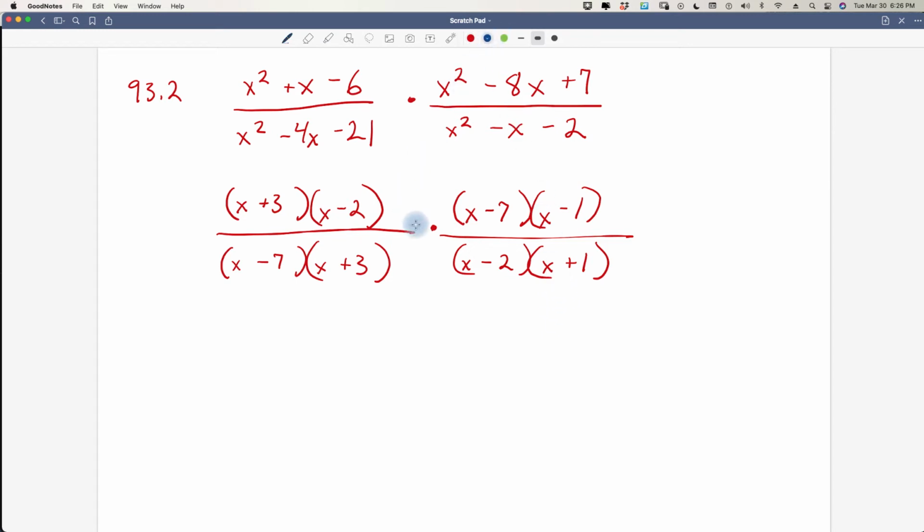Now we can cancel. So I see an x plus 3 and an x plus 3. And I see an x minus 2 and an x minus 2. And I see an x minus 7 and an x minus 7. So all that we have left, the answer, is x minus 1 over x plus 1. Cool, huh? All right. There we are.